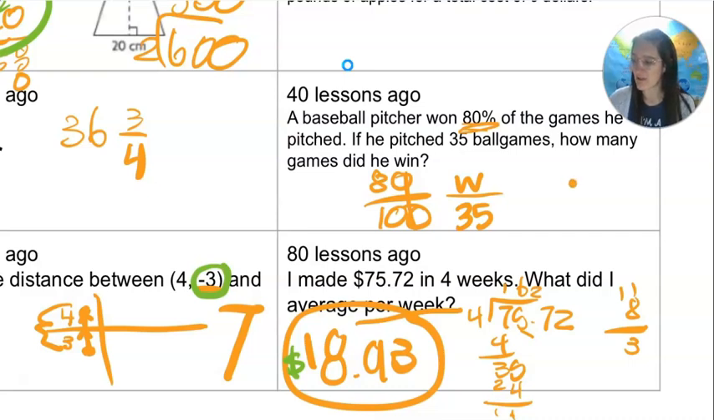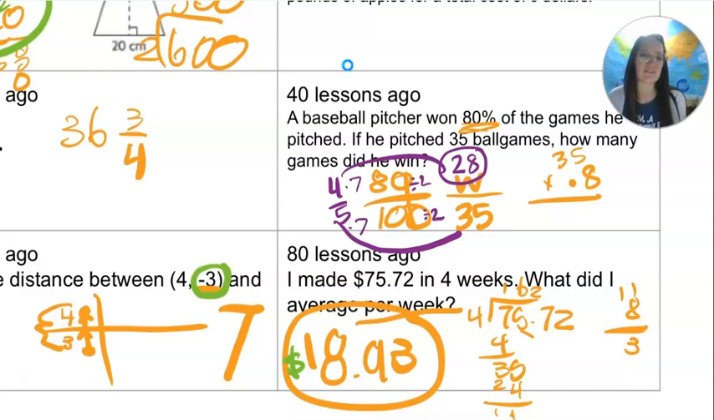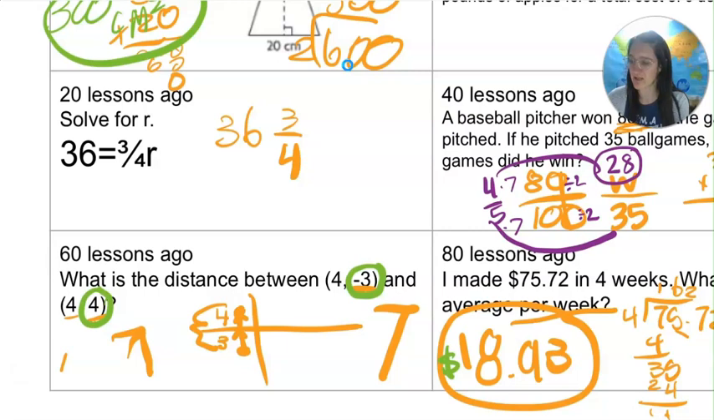And if we wanted, we could go 80% into a decimal and then times. Or we can simplify this even more and get 4/5 and then find that relationship there and get 28. So if he pitched 35 games, would it make sense that he won 28 of them? Yeah, it would.